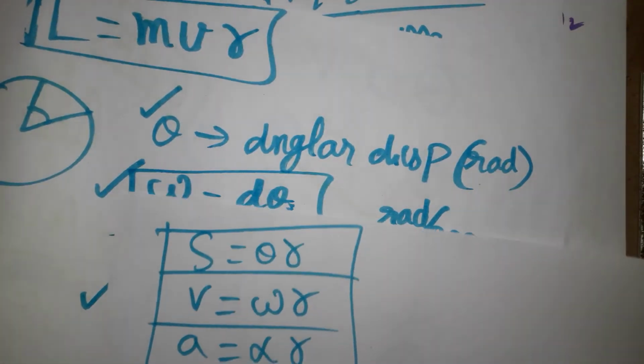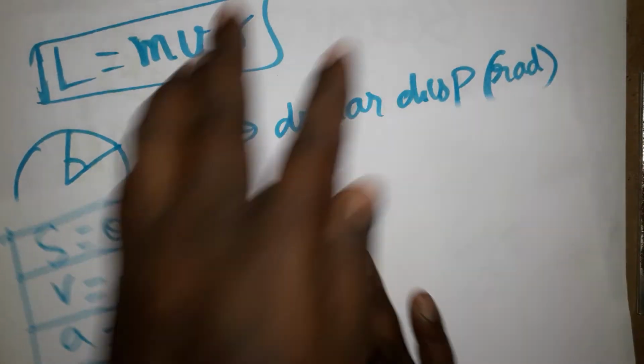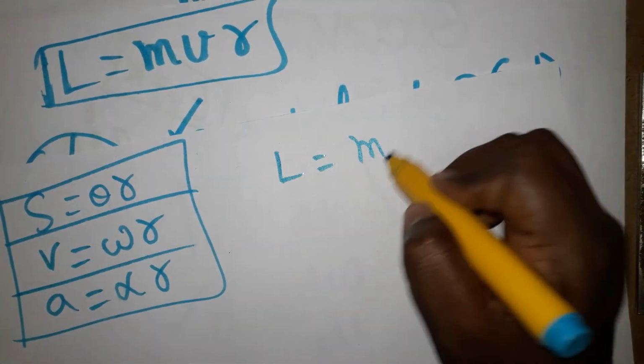Again, angular momentum: the symbol I take is L, and L = mvr.